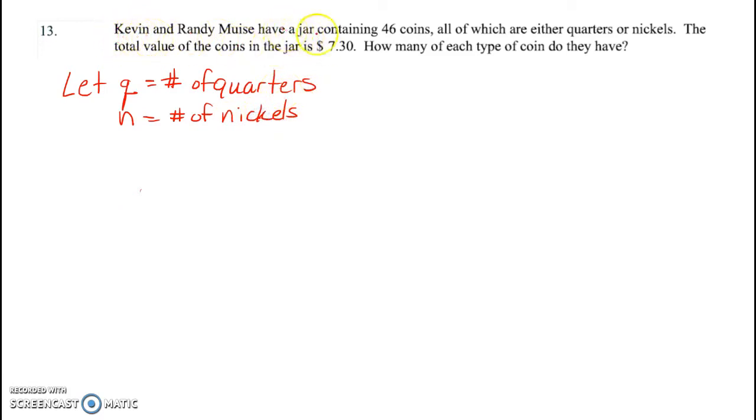Kevin and Randy have a jar that contains a total of 46 coins. There is our first equation. If Q is the number of quarters and N is the number of nickels, then my first equation is what? Q, which is the number of quarters, plus N, which is the number of nickels, have to add up to 46 coins.